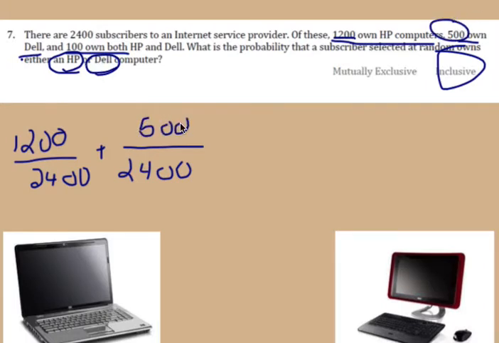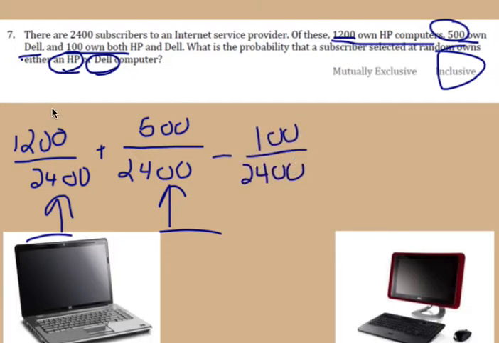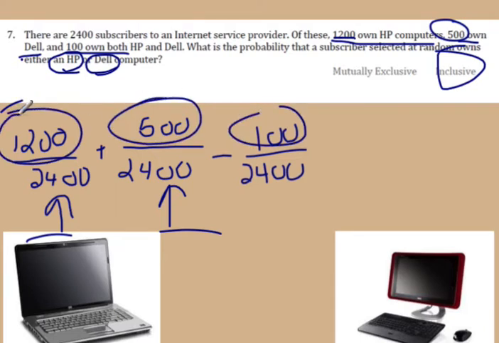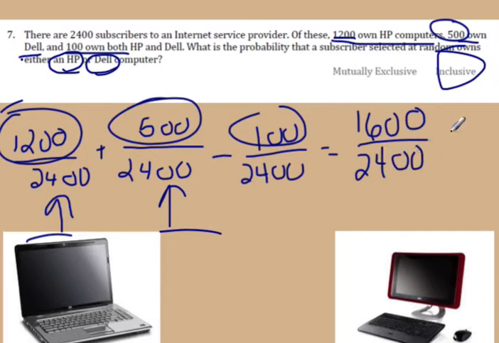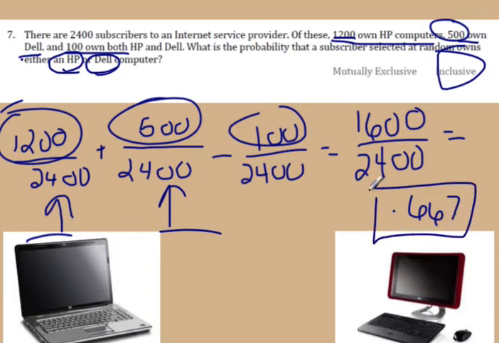Okay, so now I need to subtract off the probability of being both, because there are some people that own an HP and a Dell, and they're being counted in for both of those. So I need to subtract off the probability that they own both, and that's going to be 100 out of the 2,400. So now I'm going to add and subtract. So 1,200 plus 500 minus 100, that's going to give me 1,600. So I'm going to take that and I'm going to divide it by 2,400. So when you divide that out, you end up getting 0.667. So that's your final answer for number 7.